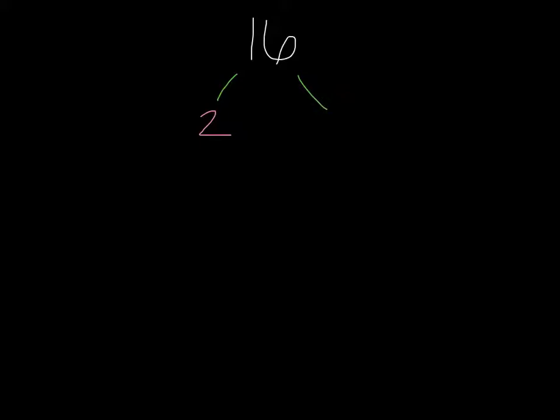16 divided by 2 is 8. Now, I have to look at these two numbers. Are either of these numbers prime numbers? Yes, 2 is a prime number, so I circle 2, and that branch can be left alone now. So now all I have to worry about is 8.